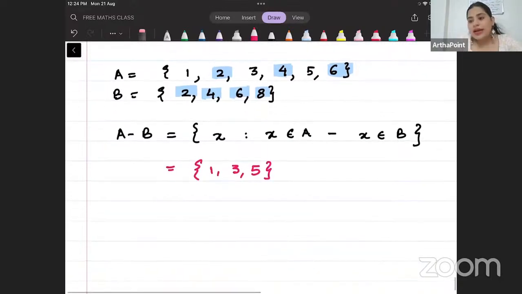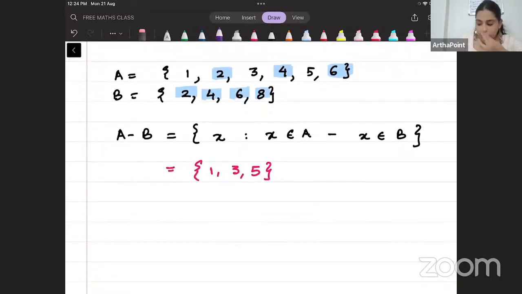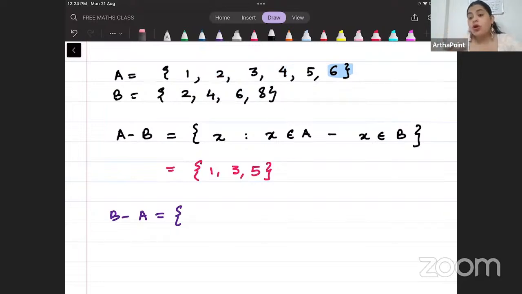Beta, can you quickly do B minus A? So B minus A will be those elements which are there in B but not there in A. So how will I go ahead and do that, beta? This was my 8. It should be there in B, but it should not be there in A. A's elements will be removed.